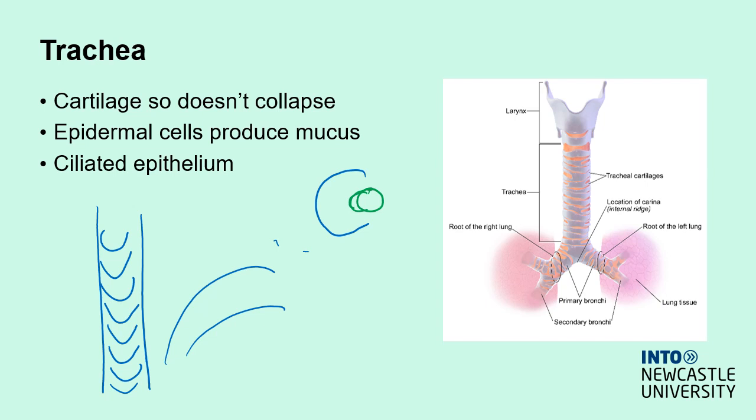The epidermal lining of the trachea produces lots of mucus and is ciliated. Ciliated means it's got little tiny hairs. And within the ciliated epithelium there are cells that produce a nice layer of mucus.